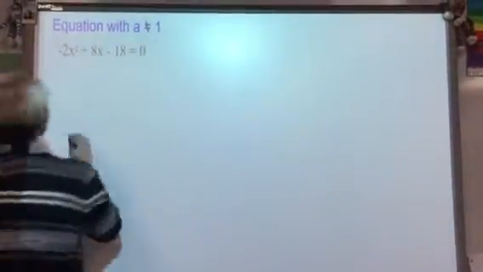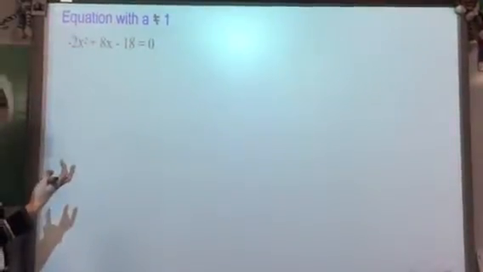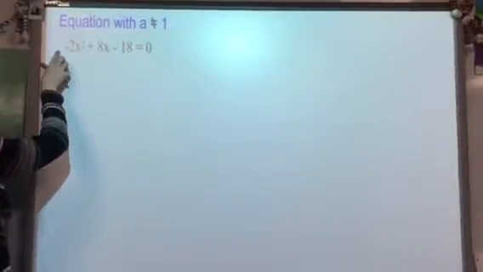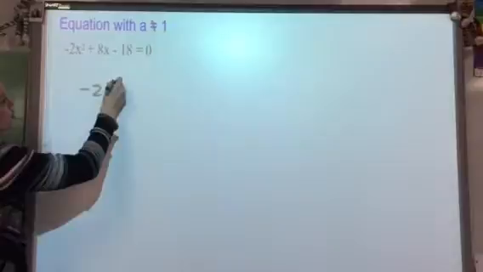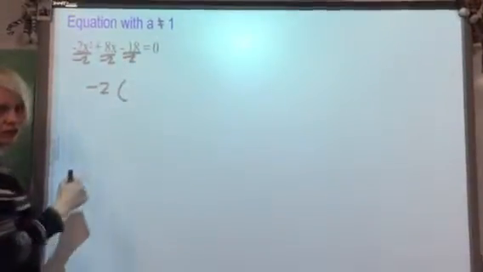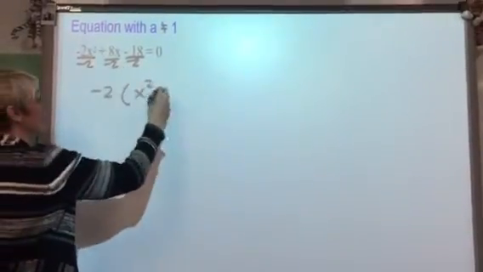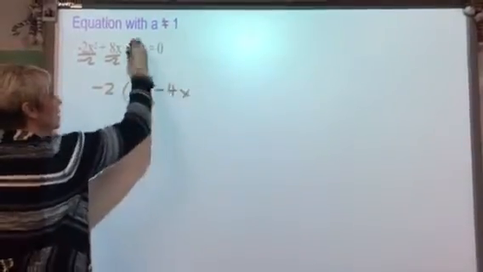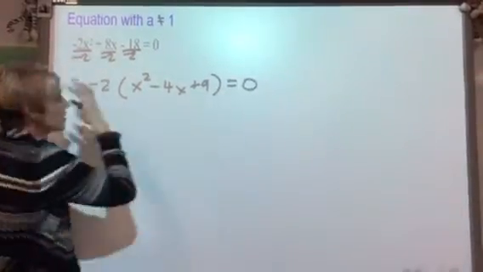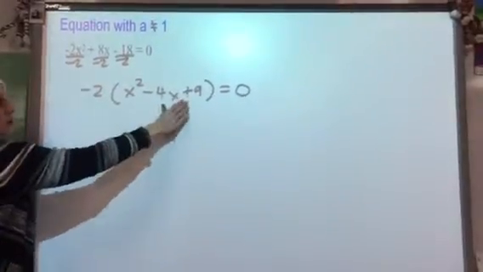All right, what do you have if I have an a term that is not equal to 1? Can I still use completing the square? You absolutely can. What we're going to do though is look for a common factor first. And if I factor out a negative 2 from all of these terms, this will just make it a little cleaner for me to balance here. So this would be x squared. Divide this by negative 2, that's negative 4x. Divide this by negative 2, that's plus 9.